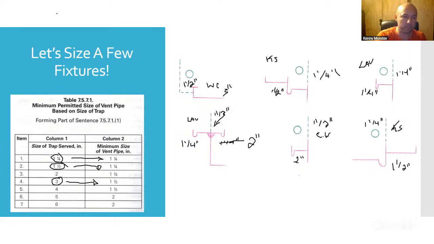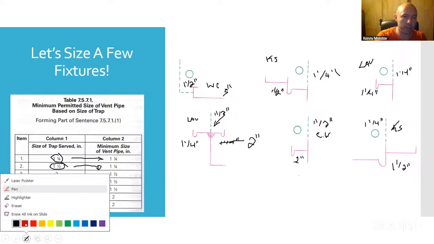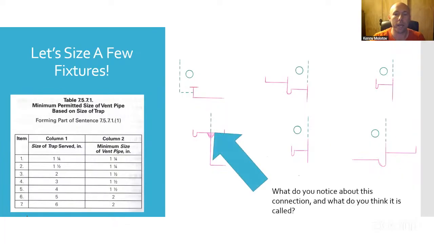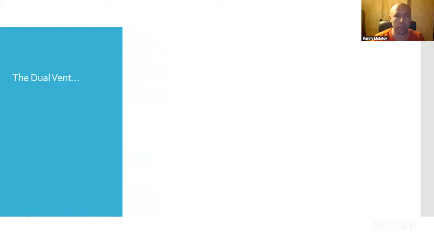Okay? So now that we've done that, let me erase all that and move forward. What is that called? This is called a dual vent, a vent that serves multiple fixtures. Okay?